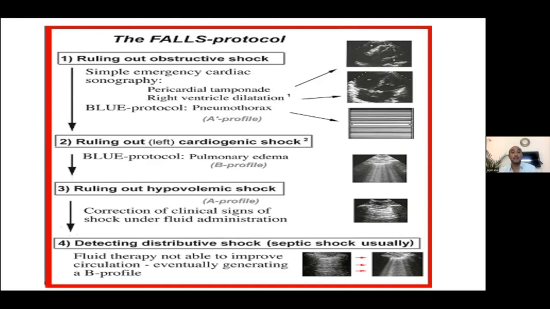For example, in obstructive shock, the patient might have a pericardial tamponade or ventricular dilatation, or might be having a pulmonary embolism, which we will be able to diagnose quickly and treat accordingly. Similarly, cardiogenic shock, looking at the RV and LV functions; hypovolemic shock, looking at the LV functions; and also distributive shock, where you can look at whether you need to give fluids or not, fluid responsiveness. These are the things that will help us in differentiating different kinds of shock.